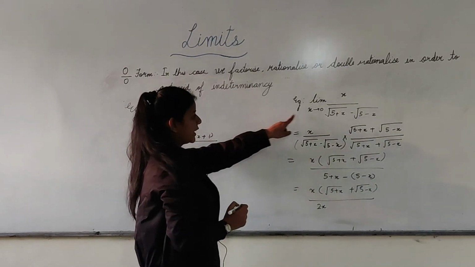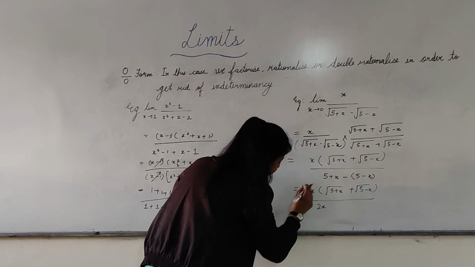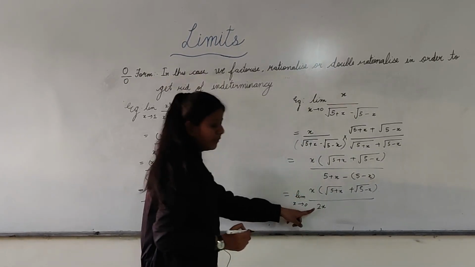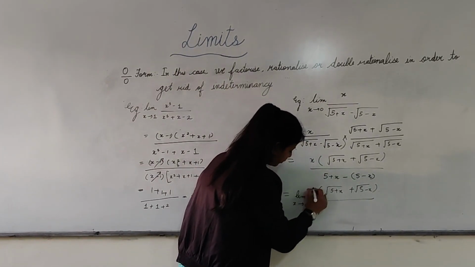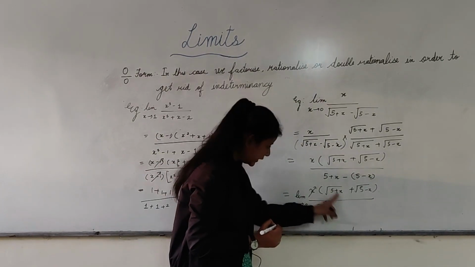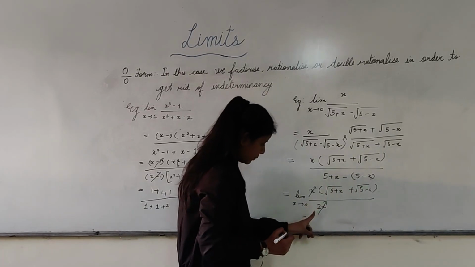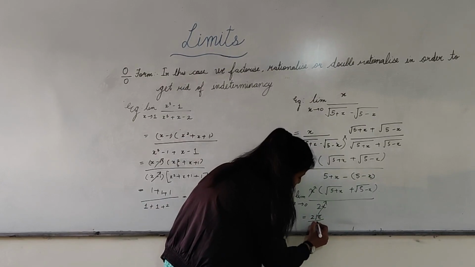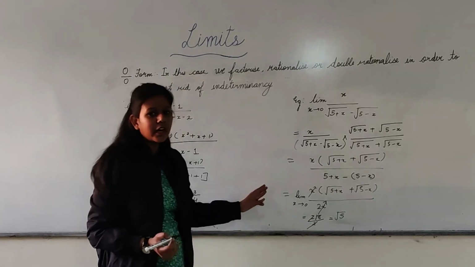Now taking the limit x tends to 0. So what will be the limit as x tends to 0? As we can cancel the non-zero term here, now putting x equals to 0 directly here, we get under root 5 plus under root 5 upon 2. That is 2 root 5 upon 2. We get here the limit of the function as under root 5.